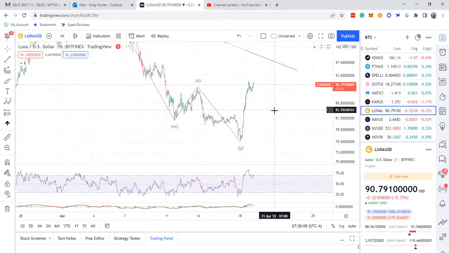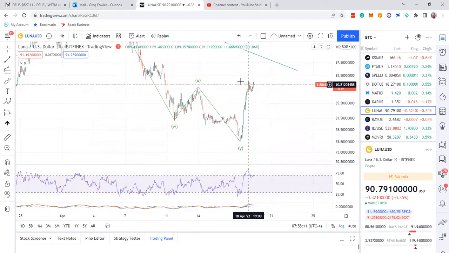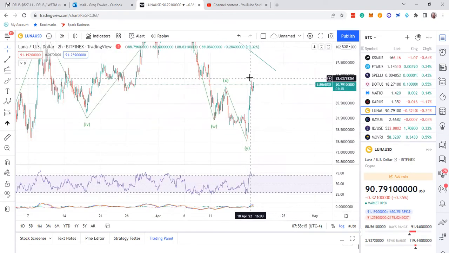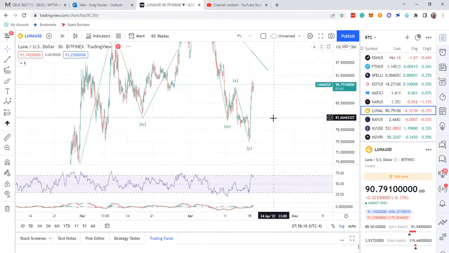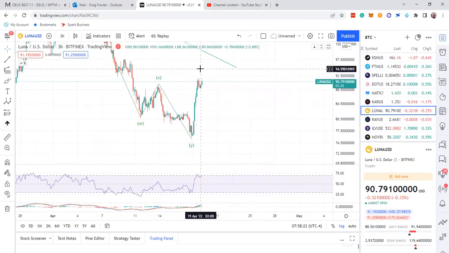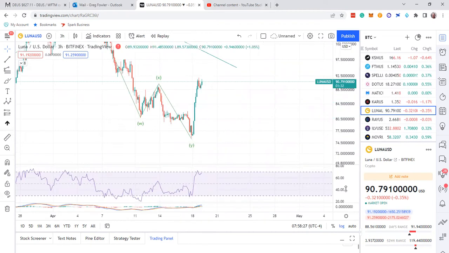And how strong is it? So far, it's pretty strong. Look at it. It's on the 2-hour. We still have it on the 2-hour there. Let's see if we got it on the 3-hour. Yeah. See, look, still on the 3-hour. You want to be careful with Luna. So let you guys know too.